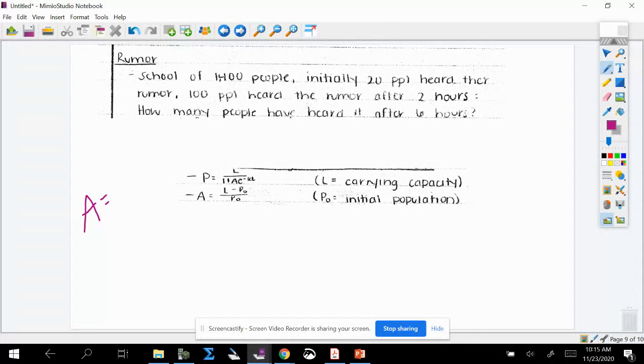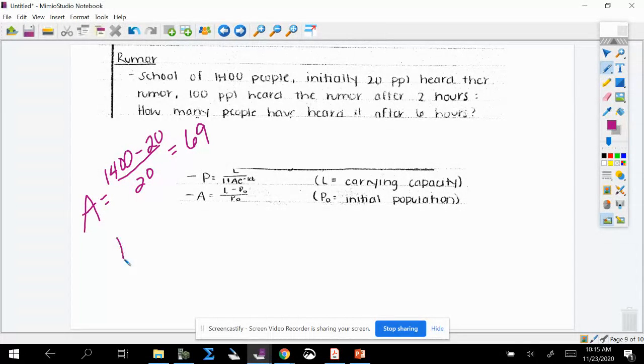Our A is our carrying capacity, which in this case is the entire population. Once we get to 1,400, everybody will have heard the rumor, minus the 20 people that heard it initially, divided by 20. So again, you can use your calculator. You're going to take 1,400 minus 20, get your answer, and then divide by 20. You end up getting A to be 69. It will be a constant. It will be a positive constant.